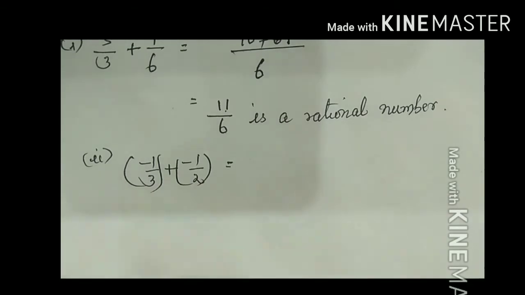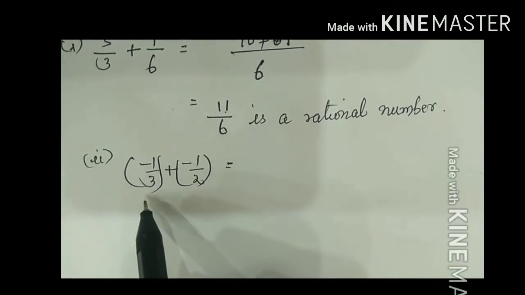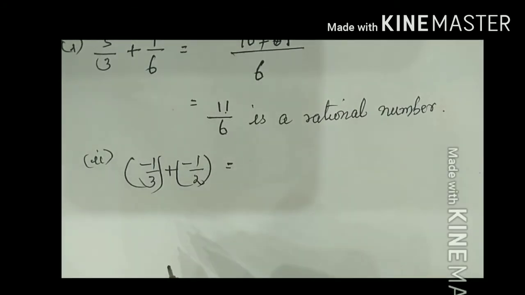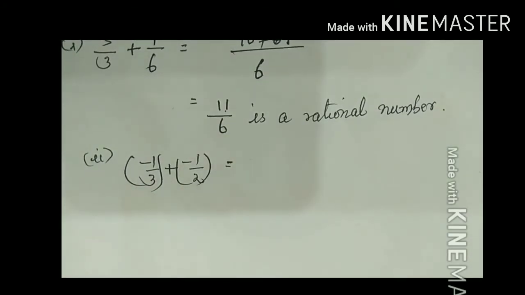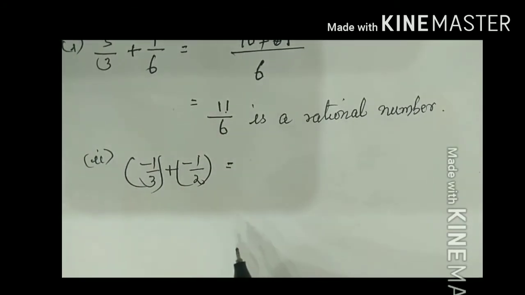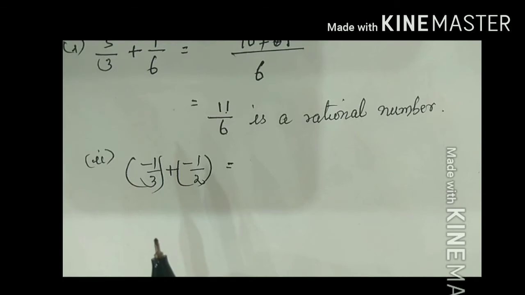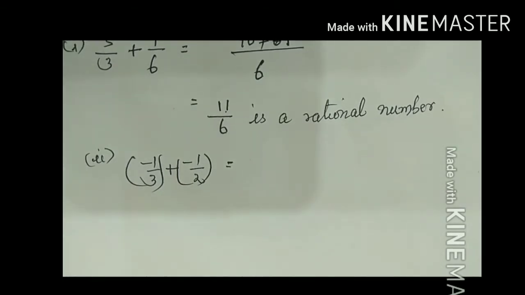Let's see the denominators. But before we do that, let's check. Minus 1 by 3 is a rational number, and so is minus 1 by 2. We are going to take the sum of these two rational numbers and check whether the sum is also a rational number. The same way, in the first case we saw 5 by 3 and 1 by 6, both are rational numbers, and their sum, which is 11 by 6, is also a rational number. In the same way, we are going to verify the sum of these two rational numbers.